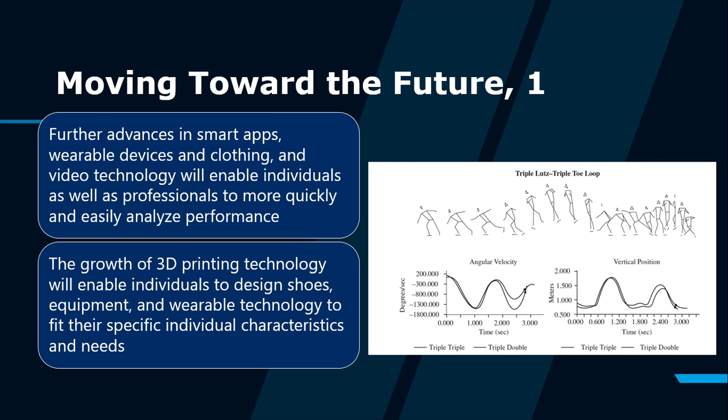Wearable technologies, such as those by Fitbit, Apple, Garmin, Polar, and Jawbone, all provide biofeedback to athletes. Further advances in smart apps, wearable devices, and clothing and video technology will enable individuals as well as professionals to move quickly and easily analyze the performance. The growth of 3D printing technology will enable individuals to design shoes, equipment, and wearable technology to fit their specific individual characteristics and needs. Biomechanists will increasingly work as part of multidisciplinary teams with other sports scientists to enhance the movement of people of all ages.